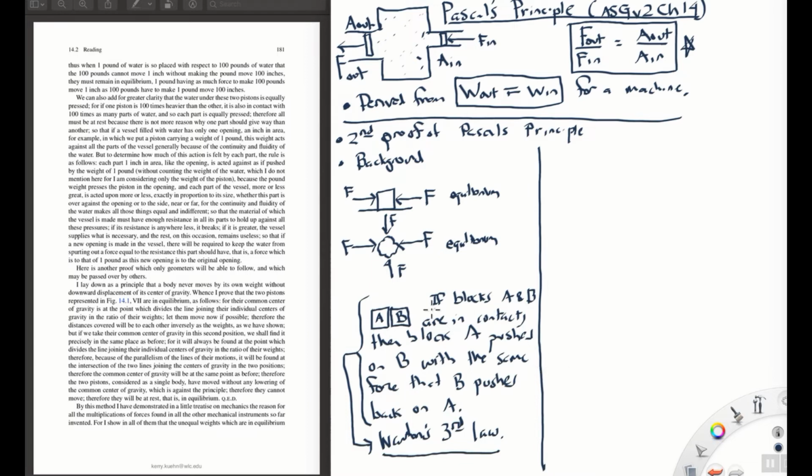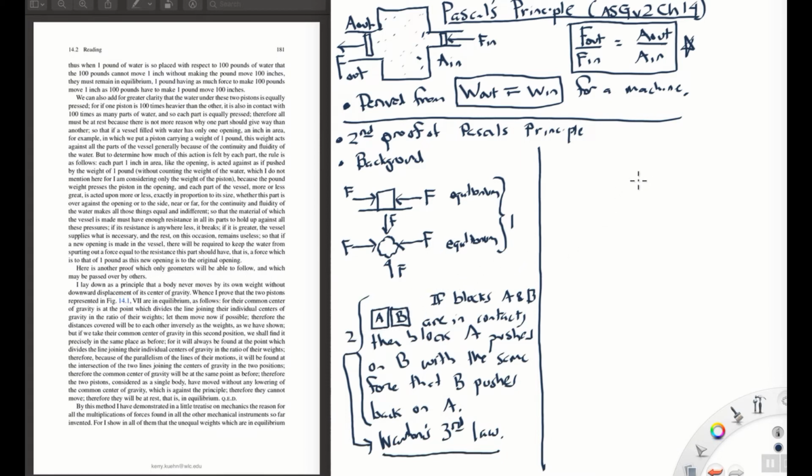In any case, whenever you have two interacting objects, if object A pushes on B, B is going to push back on A with the exact same force. Okay, so these are two pieces of information that we need to keep in mind, 1 and 2, when we're looking at the second proof of Pascal's principle.